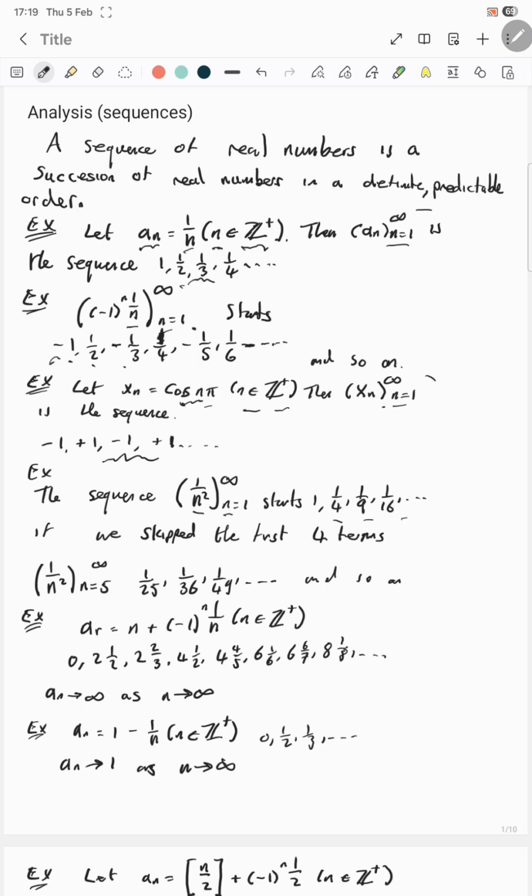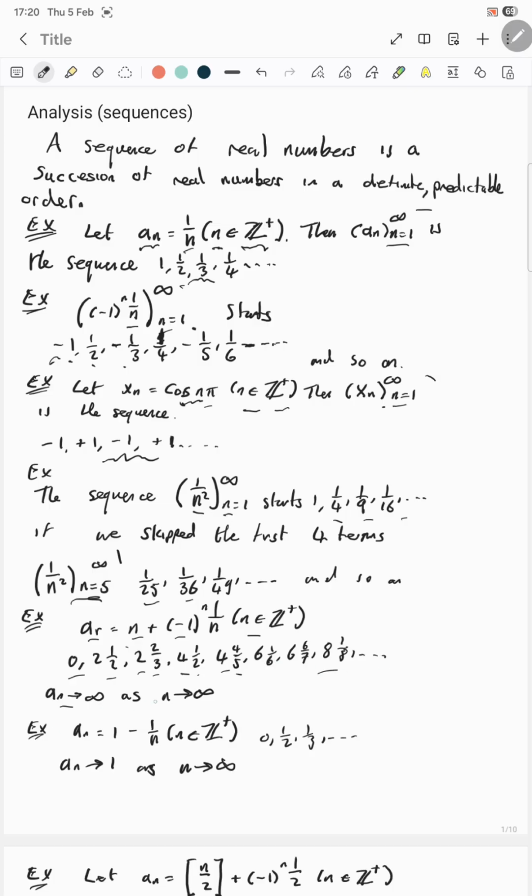Now, same example: if we skip the first 4 terms, then our sequence would be n = 5 to infinity of 1/n², starting from 1/25, 1/36, and so on. Now another example: a_n = n + (-1)^n/n, where n is in the positive integers. So this time we'll get 0, 2 1/2, 2 2/3, 4 1/4, 4 4/5, and so on.